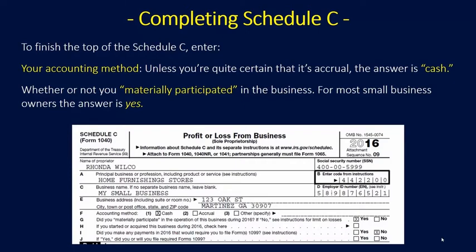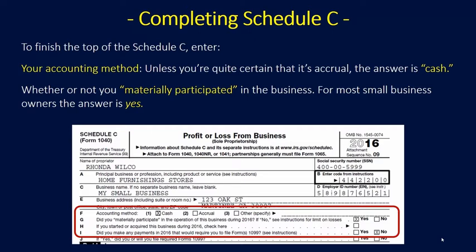To finish the top of the Schedule C, we would enter the accounting method. Unless you're quite certain that it's accrual, the answer is always cash, and whether or not you materially participated in the business. For most small business owners, the answer is yes.